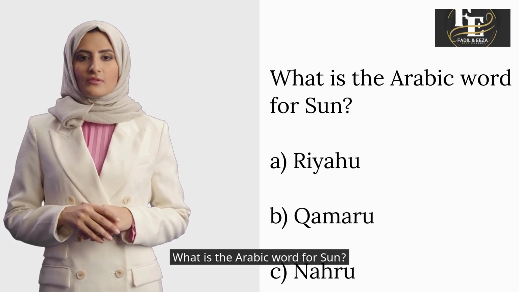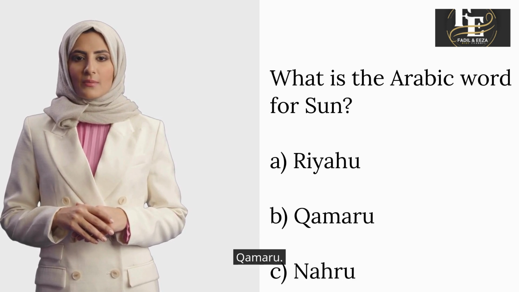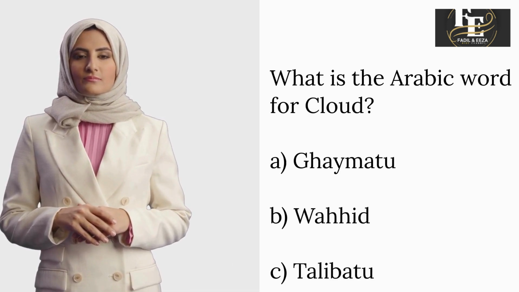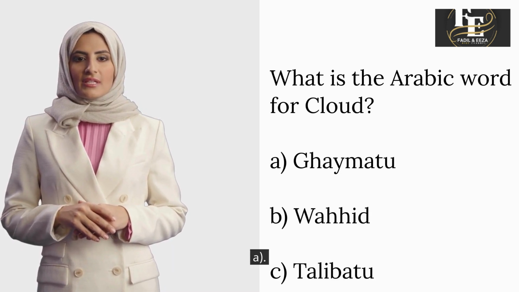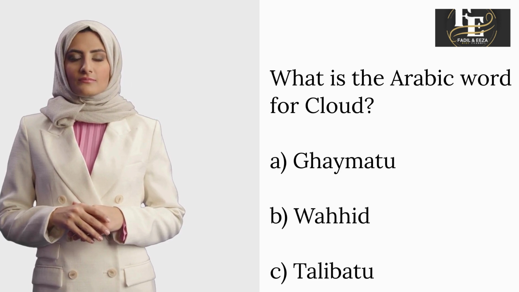What is the Arabic word for sun? A. Riyahu. B. Kamaru. C. Nahru. What is the Arabic word for cloud? A. Gaimatu. B. Wahid. C. Talibatu.